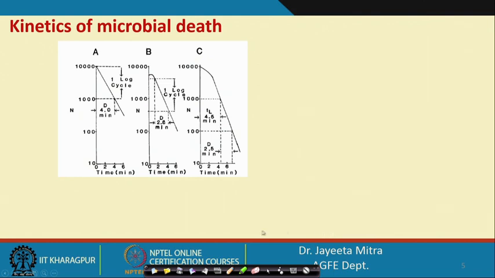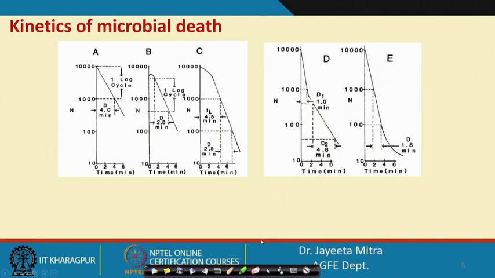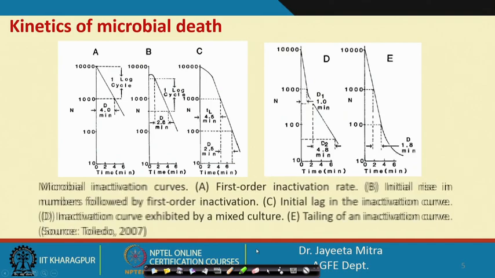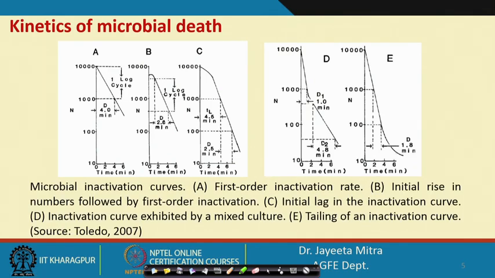Now, we will see certain interesting phenomena. When we have different patterns of microbial destruction curve, if we plot in a similar way, with viable microorganisms on a log scale on the y axis and time in minutes on the x axis, let us see what different kinds of curves we may get. The first curve is the simple first order inactivation curve. It shows that from the start of heat processing the viable microorganisms start decreasing, and we can easily calculate the D value, that is the 1 log cycle destruction time at a particular temperature.